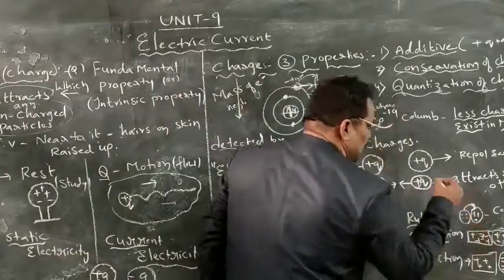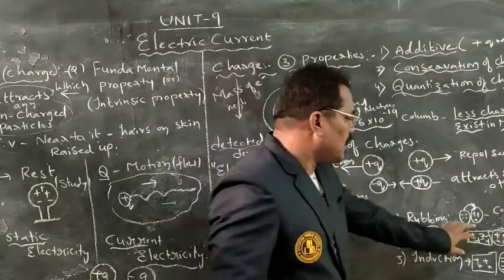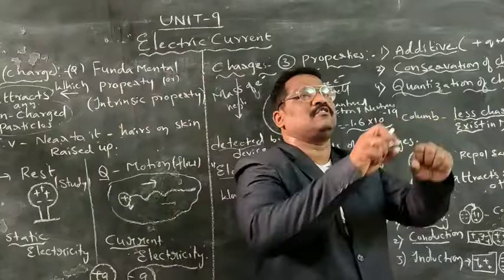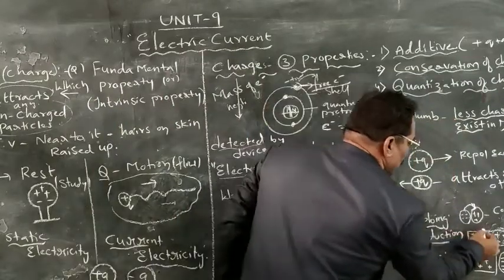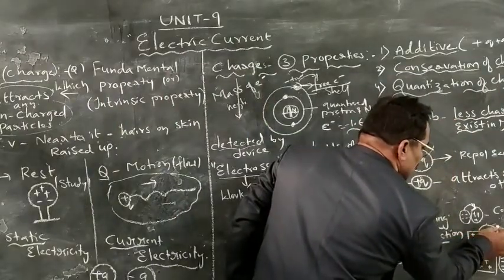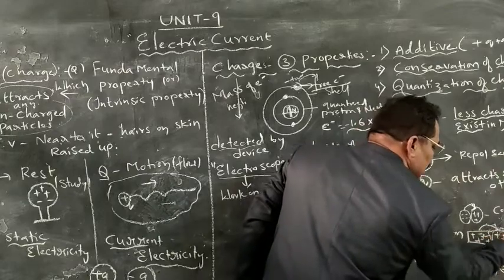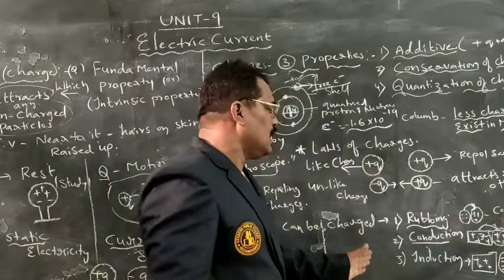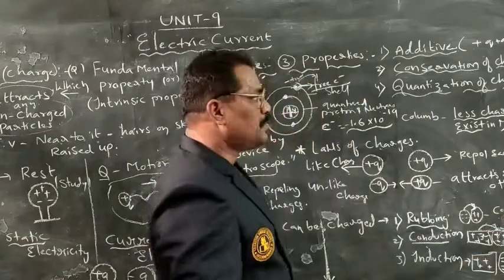Conduction: one charged particle is taken, and another uncharged particle is brought near to this charged particle. In contact with it, the charges will flow from the charged particle to the other particle, and it also attains charge. That is called the conduction method.